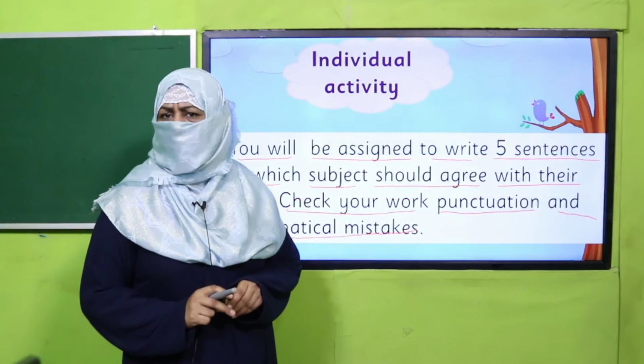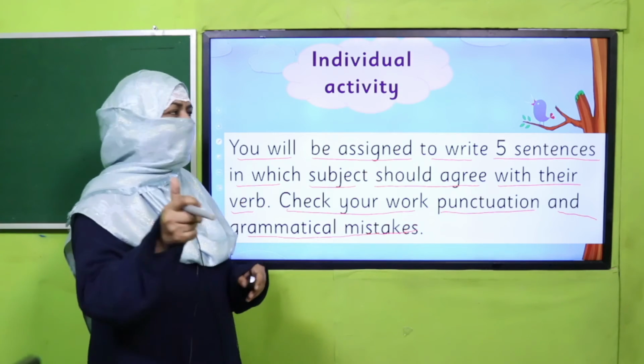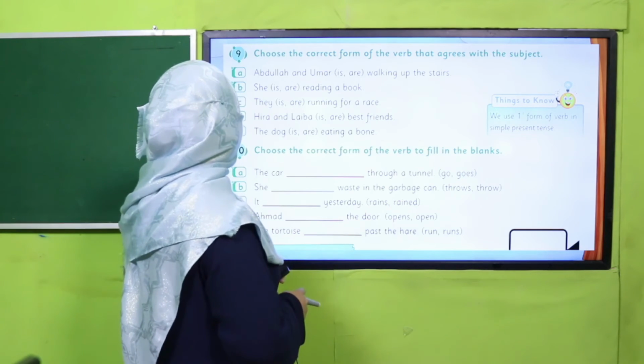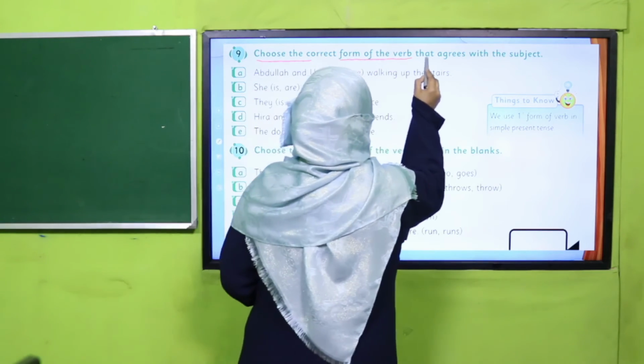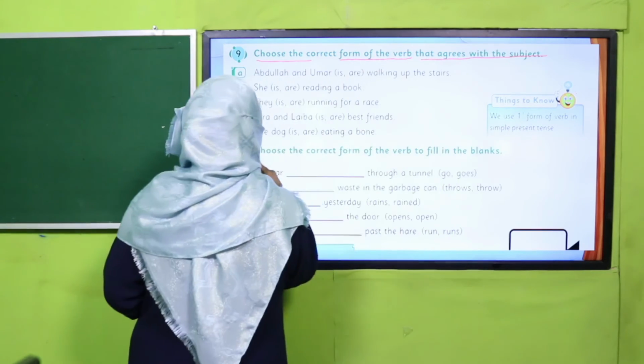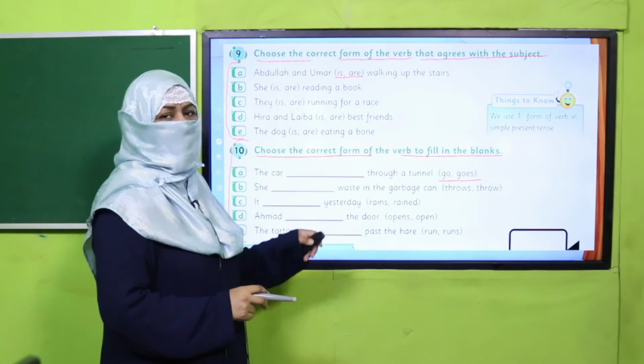Yes, my dear children, all of you are done with it. You have written correct sentences. Very good. So let's do a practice from your book. Choose the correct form of verb that agrees with the subject and choose the correct form of verb to fill in the blanks. So here is one of the concepts which we have learned today, is and are, and here is the second concept which we learned yesterday for simple present tense. You have to be careful. Okay, so pause the video, complete this practice in your book.